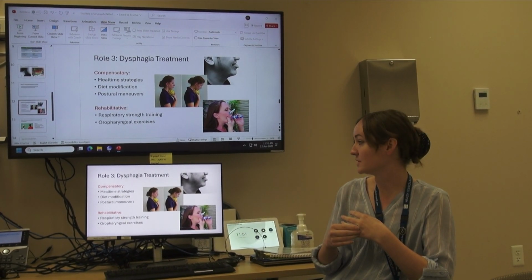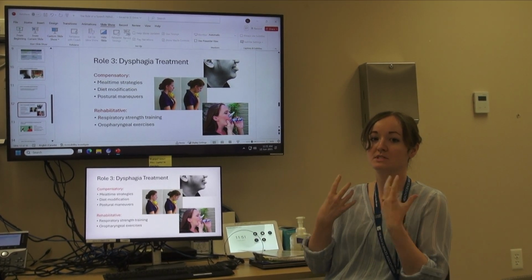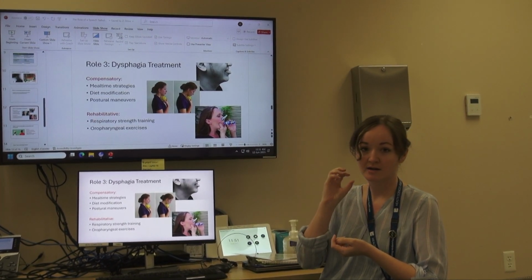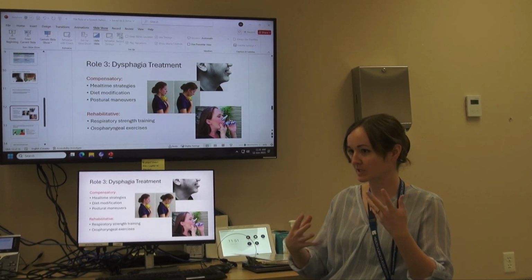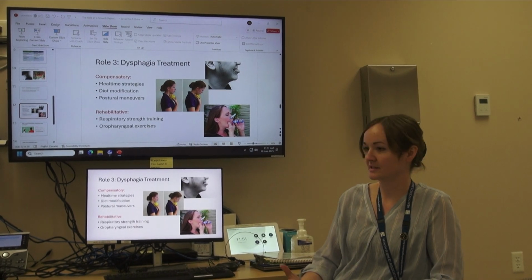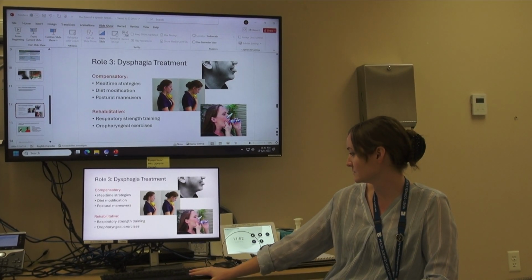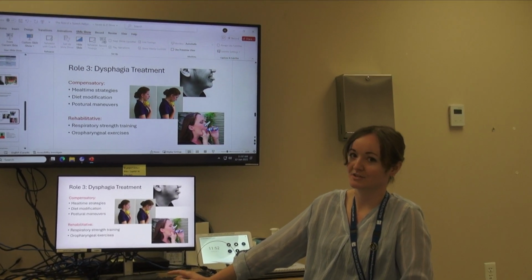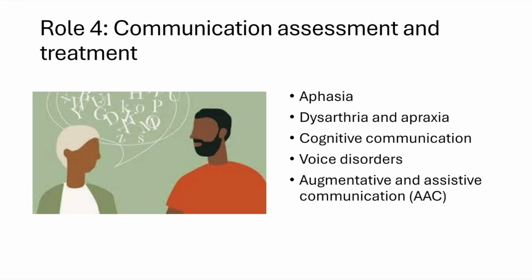And for some people, it's things like strengthening those suprahyoid muscles to get more airway closure, strengthening the base of the tongue so that we're getting more propulsion through the pharynx, things like that. But again, it's very dependent on the individual patient. And we can't recommend any of these things without an instrumental first, unfortunately.